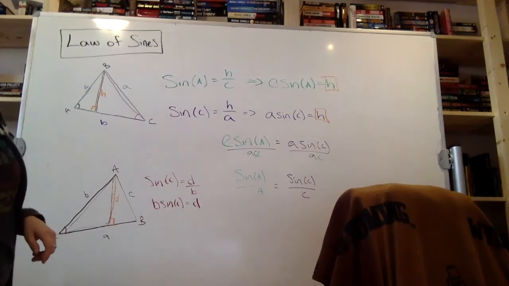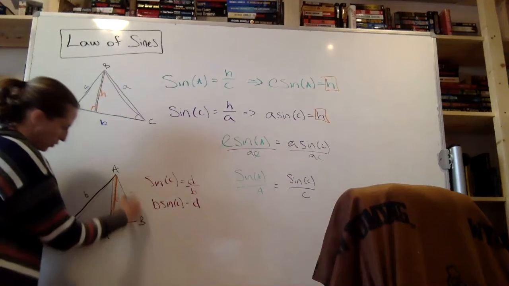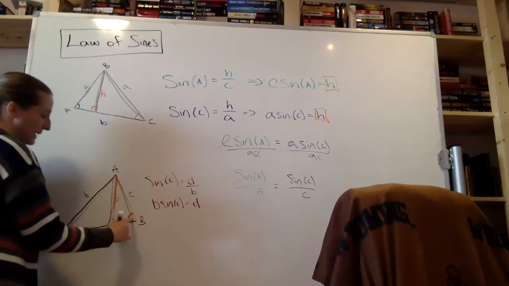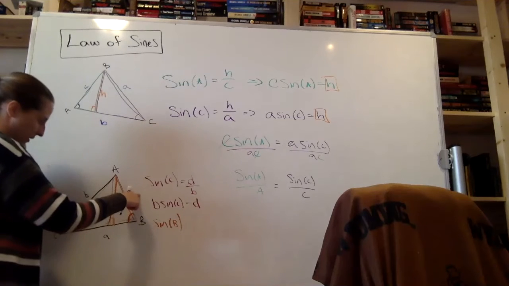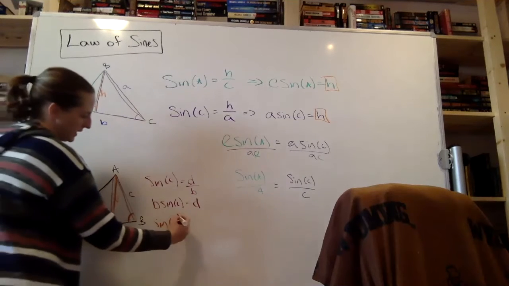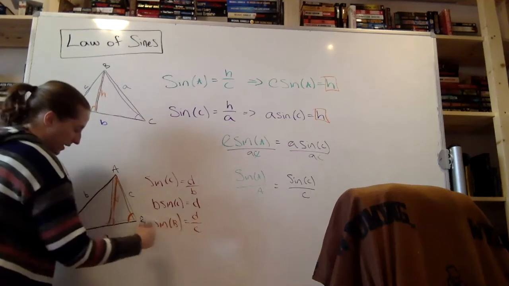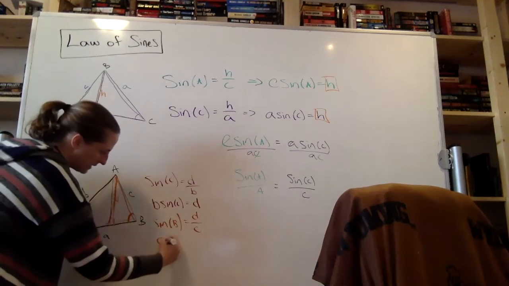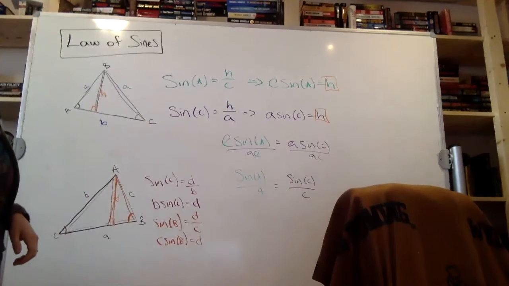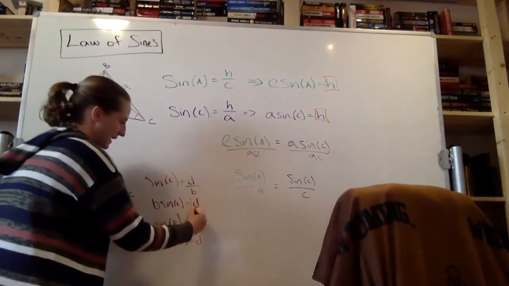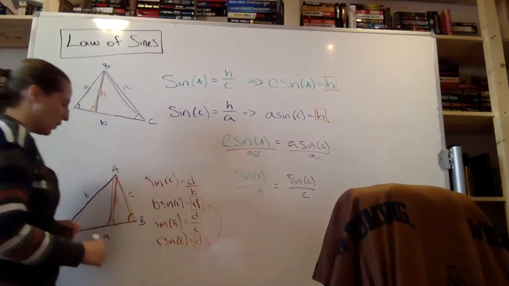Now we're going to look at the other little right triangle inside, this guy. And I'm going to think about sine of B. Sine of B is, again, opposite over hypotenuse. My opposite is D, my hypotenuse is C. So that's going to look like D over C, which if I move the C to the other side, I get C sine of B equals D. Now, just like we did before, this D and this D are equal, which means I can equate these two equations.